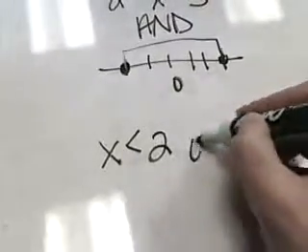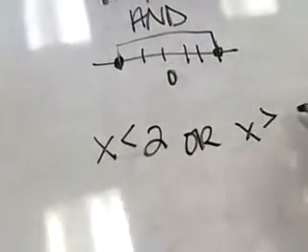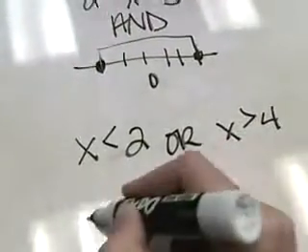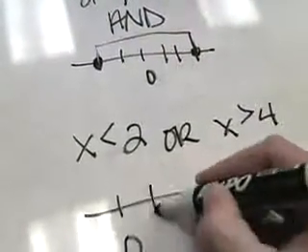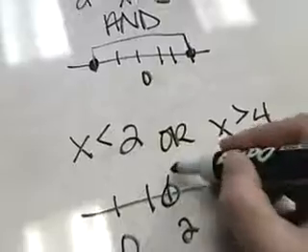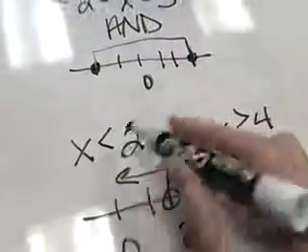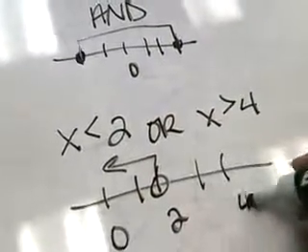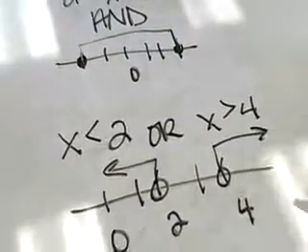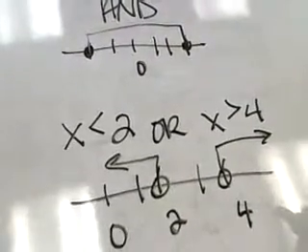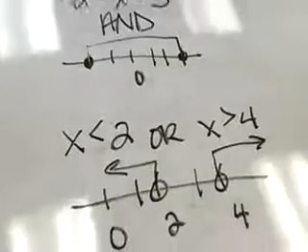We also had an "or," which looked like this once we solved it. X was less than 2, or X was greater than 4. And so you drew your number line again. Open dot this time to the left, since we just had the less than. And then 4 went to the right, and that looked like antlers. This is an "or."